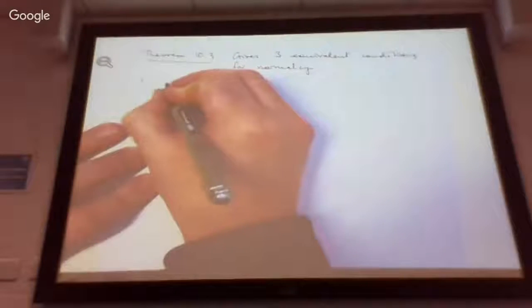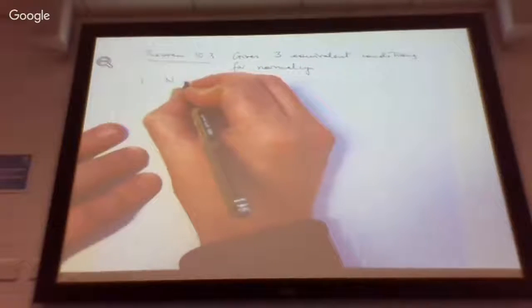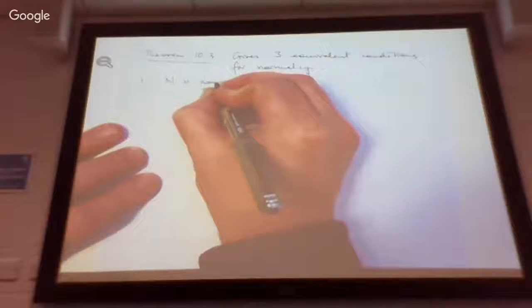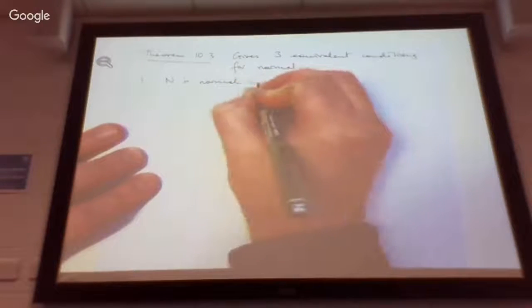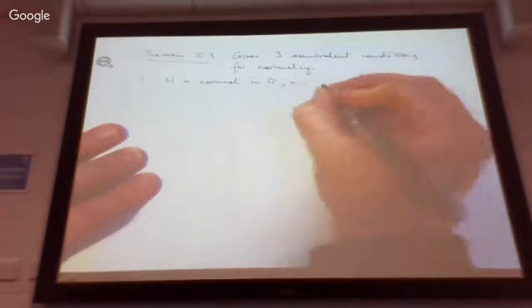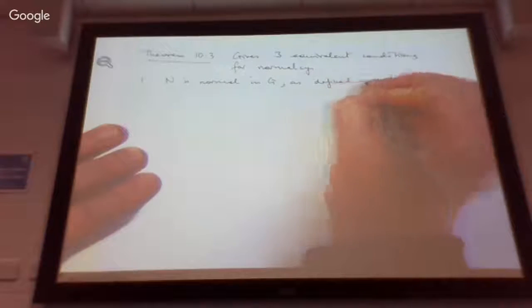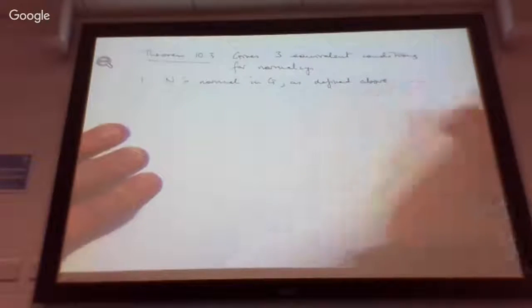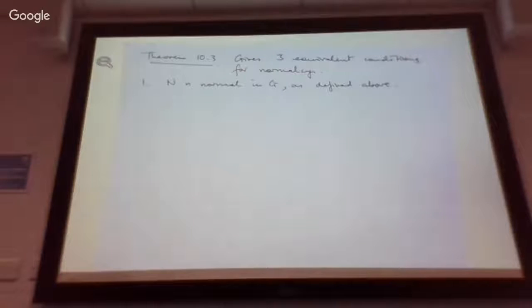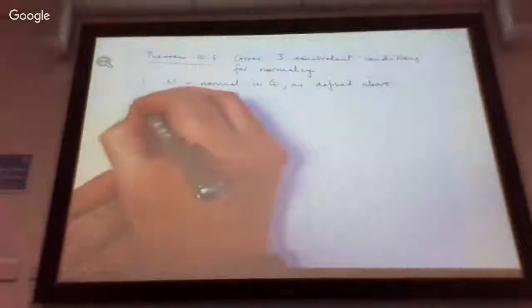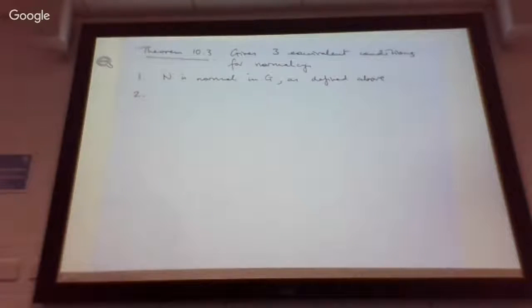So the first of them is just the original definition. N is normal in G, as defined above, meaning for every element g, the left coset corresponding to little g is the same as the right coset. Okay. The second condition, now they're very closely related.